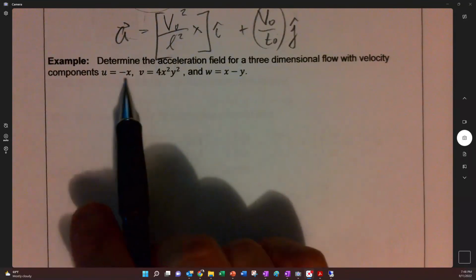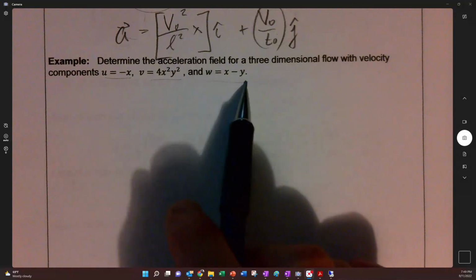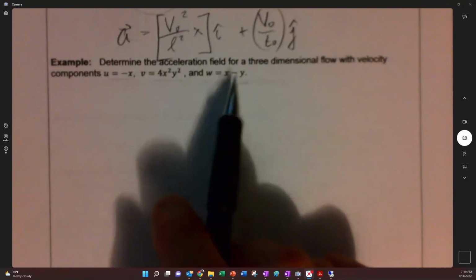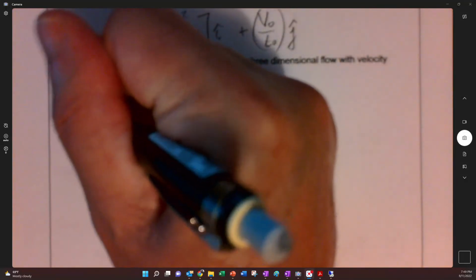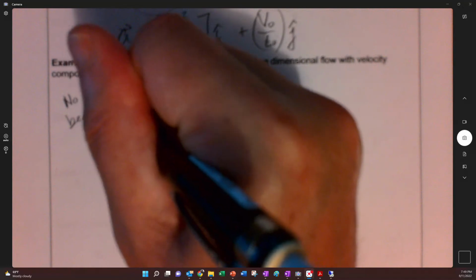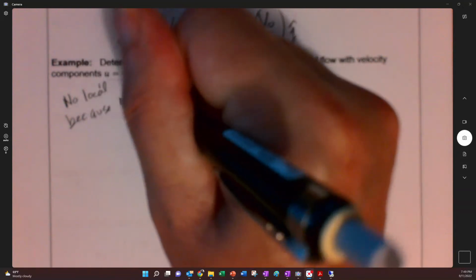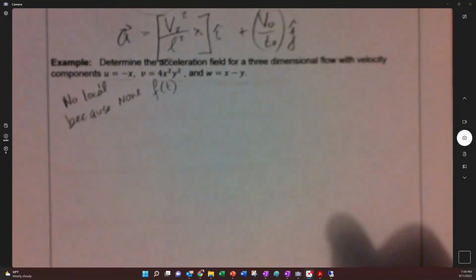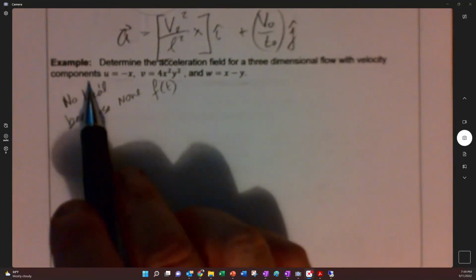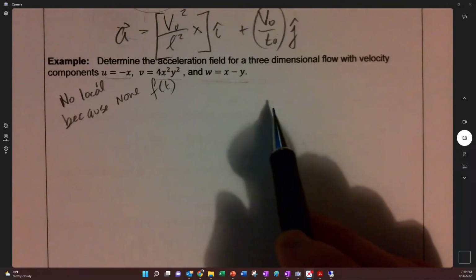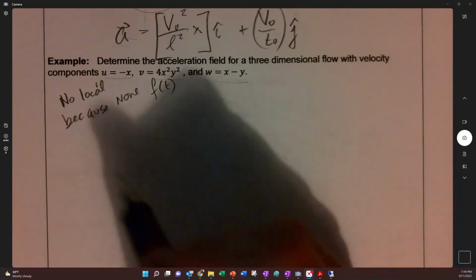First off, we would note that none of these are functions of time. Therefore, there's no local acceleration, because none are functions of time, so we're going to have completely convective acceleration taking place.